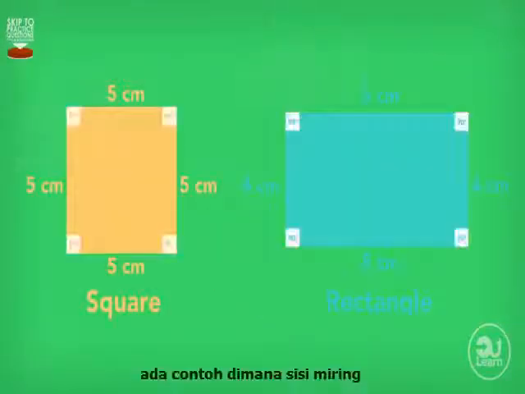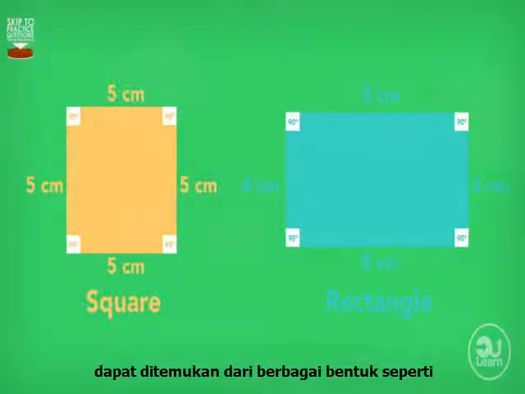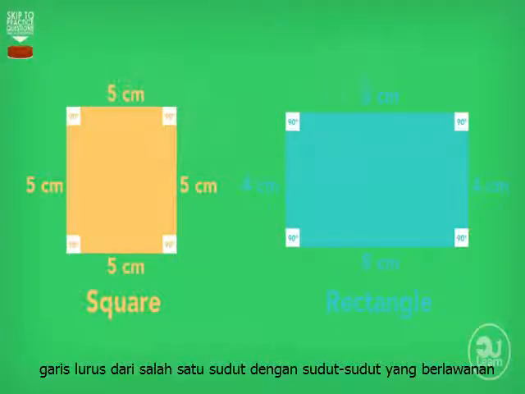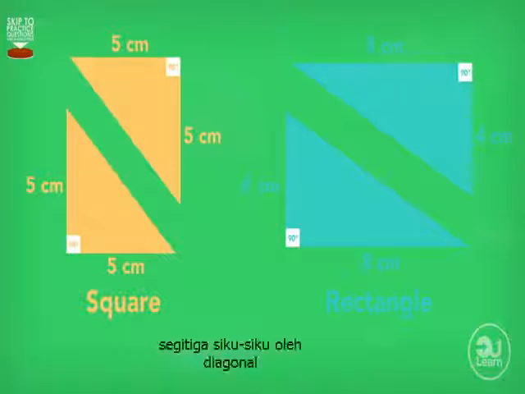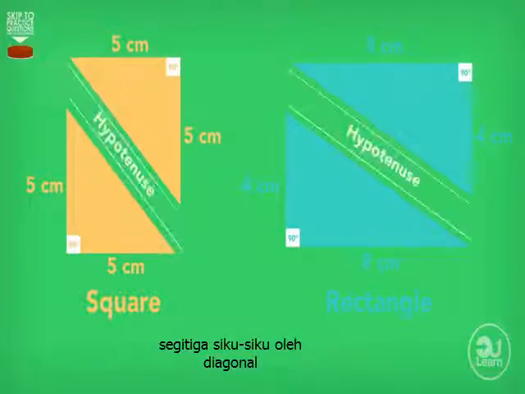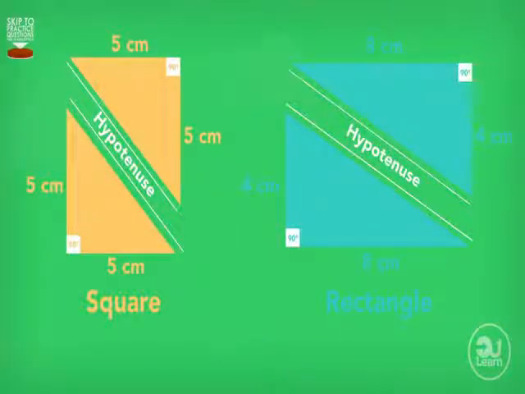There are instances where the hypotenuse can be found on various shapes such as the square and rectangle. If we draw a straight line from a corner on one of these shapes to the opposite corner, we would have split the shape into two right-angled triangles by a diagonal line.